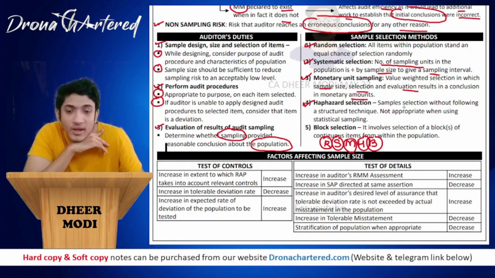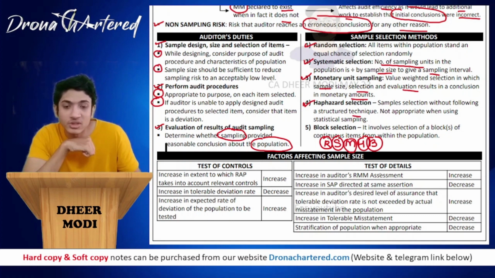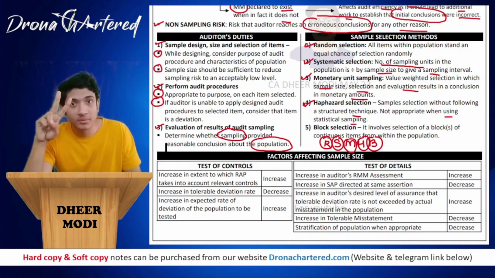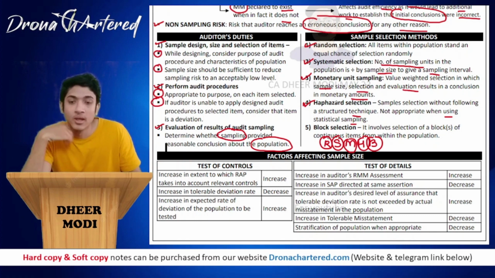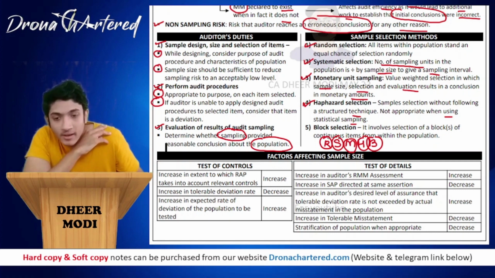Then next is your haphazard selection, that is, sample selection without following a structured technique. It is not appropriate when using statistical sampling. We studied there are two types of sampling, statistical and non-statistical. So this is haphazard selection. Mainly it is used when the auditor uses professional judgment.